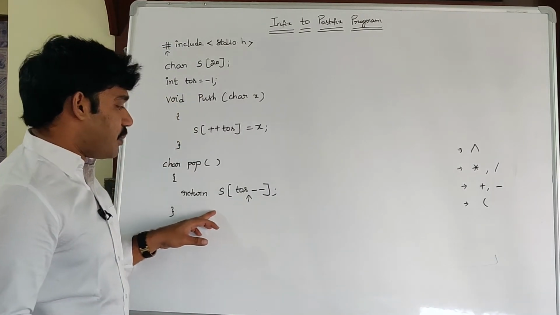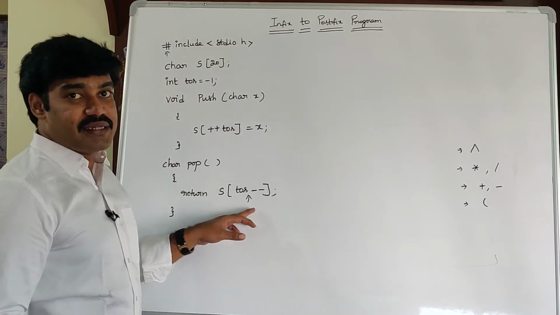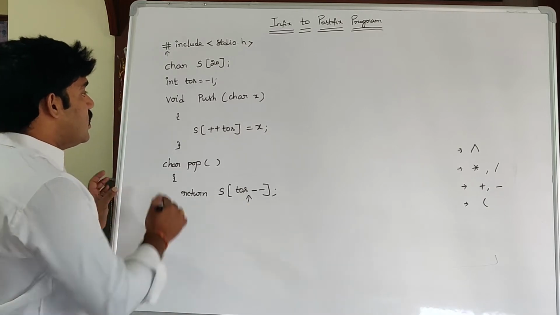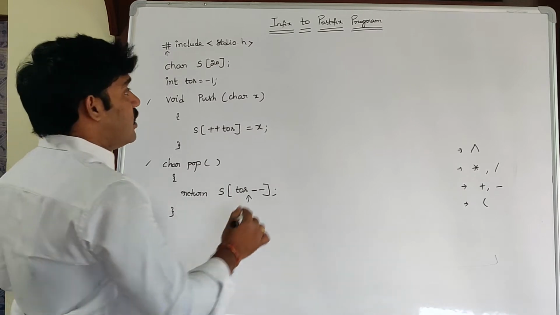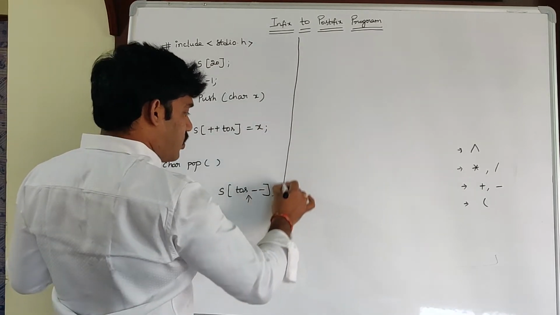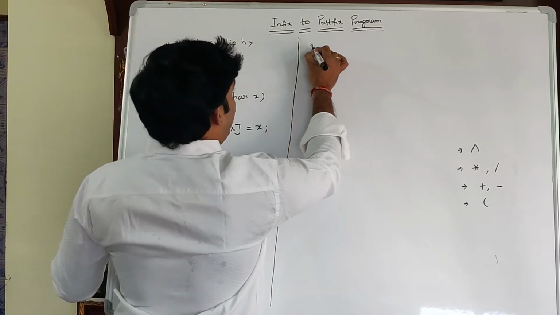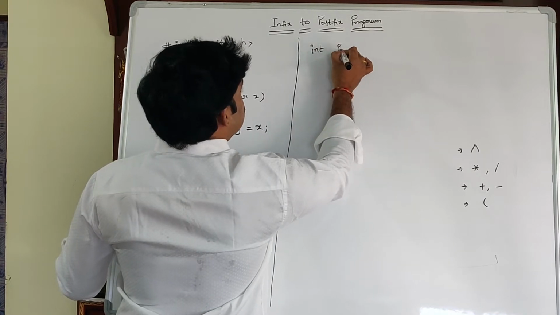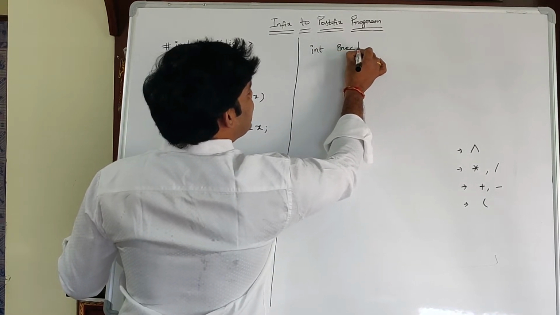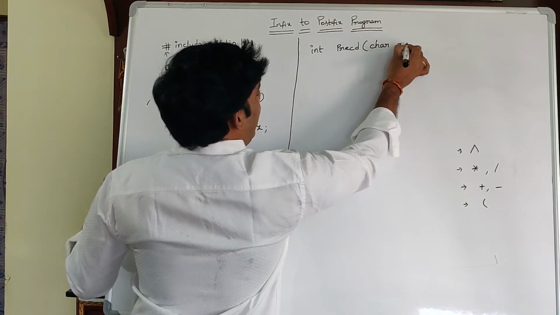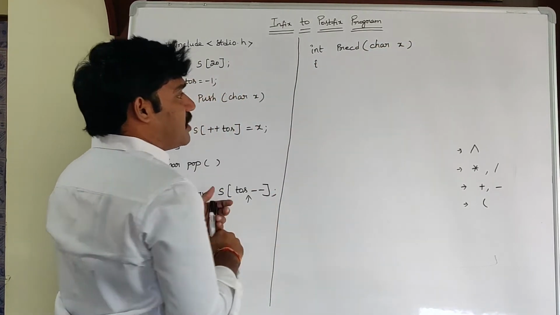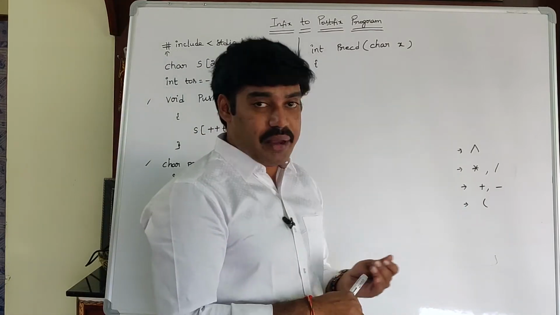For that particular purpose I am writing like this: return S of top minus minus. So this is the definition of the push function and the definition of the pop function. Next, I have to write the definition for the priority or precedence function. Choice is yours: PRECD, precedence of char x. I am defining the priorities or precedences for these operators.